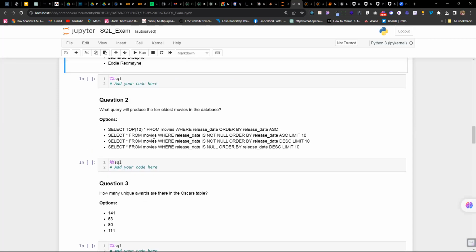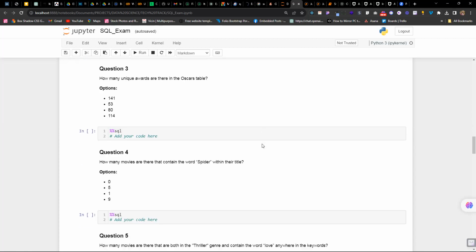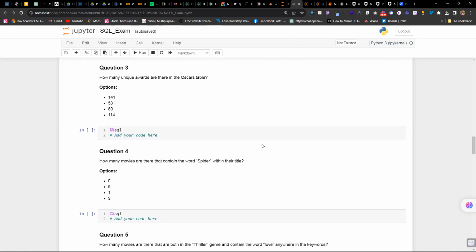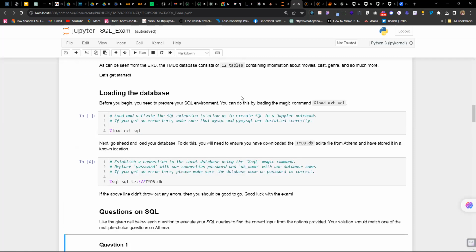Then question number 2: what query will produce the 10 oldest movies in the database? So they're asking us to provide that. We should look at these queries, run them and see which one will provide us that. We can decide to copy each one of these and just run it and see what we get. I know the answer, but let's move on. How many unique awards are there in the Oscar table? That's probably us going into the Oscar table.